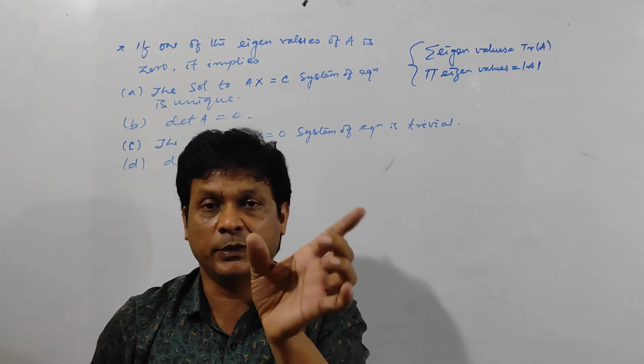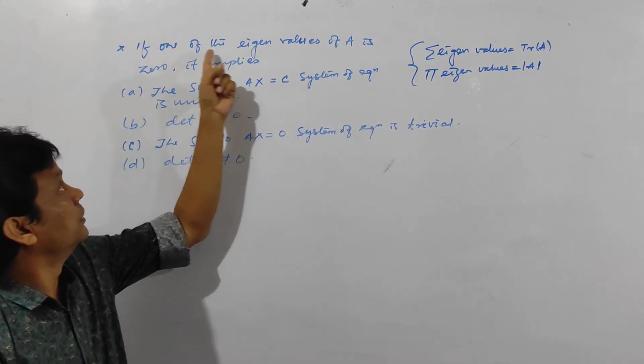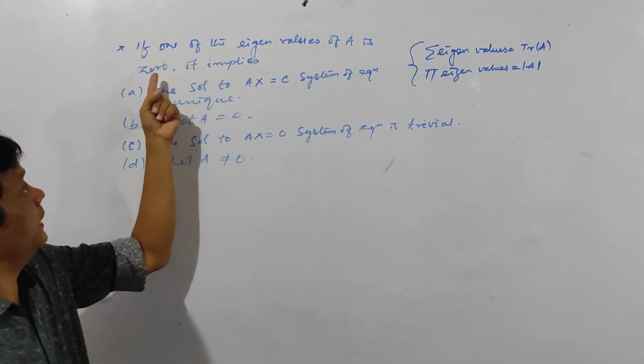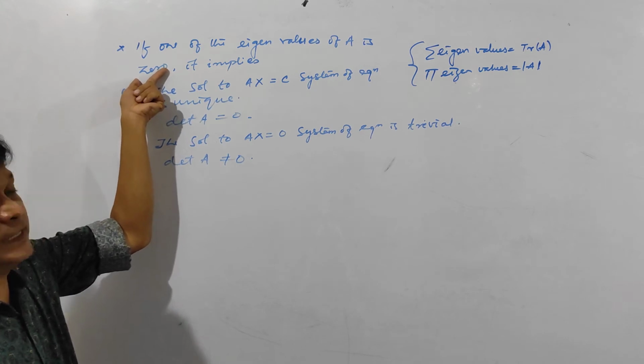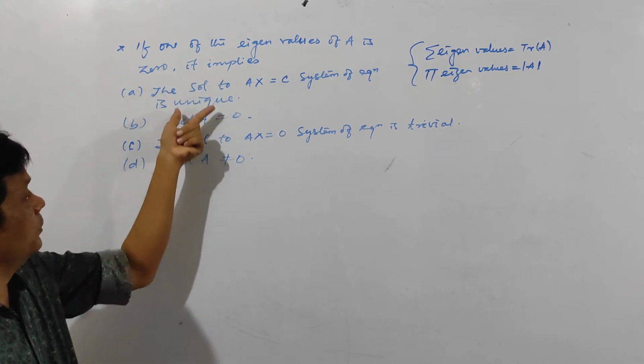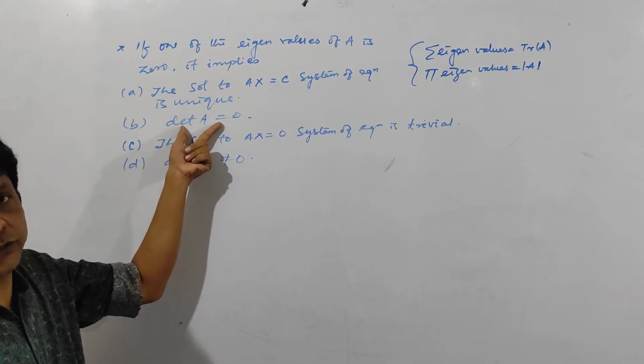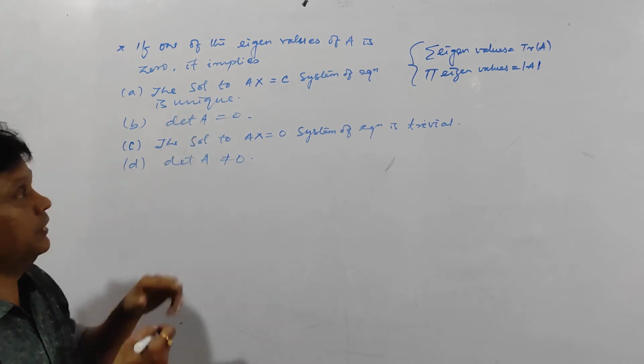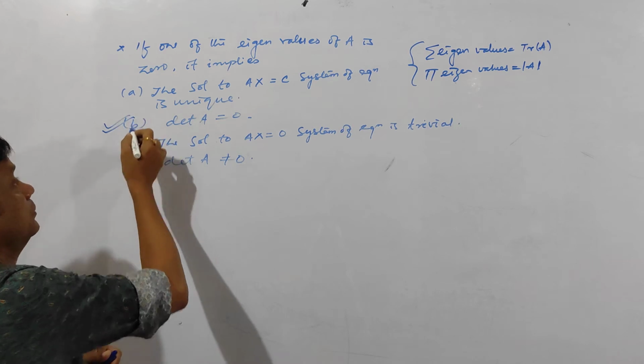Singular means determinant of A is equal to 0. Here, one of the eigenvalues of A is 0. That means lambda is equal to 0 is an eigenvalue. So you should tell which one will be correct. Determinant of A is equal to 0. That was the property. Clear? And already I have proved it. So this is the answer.